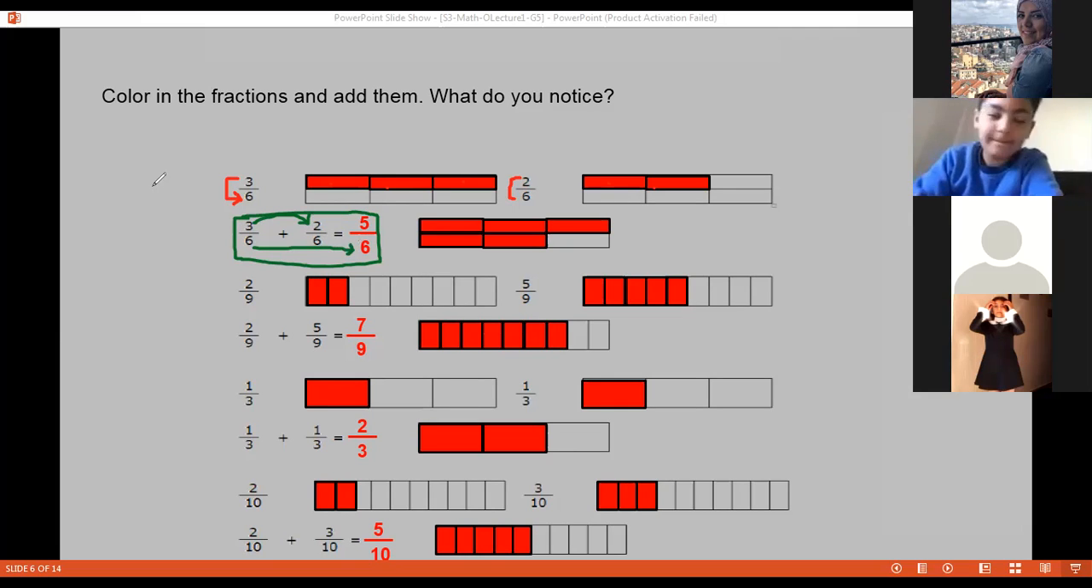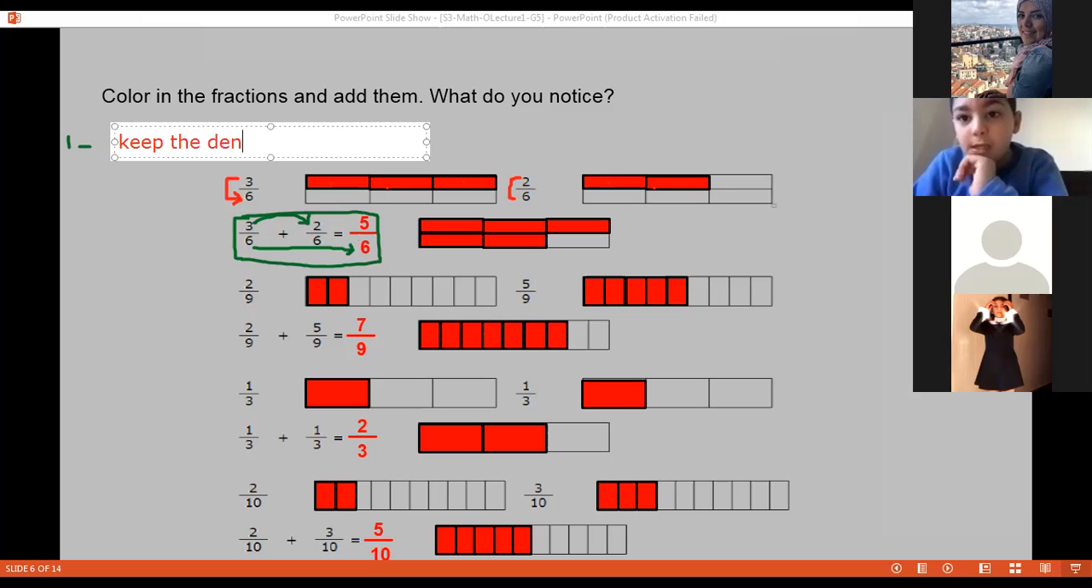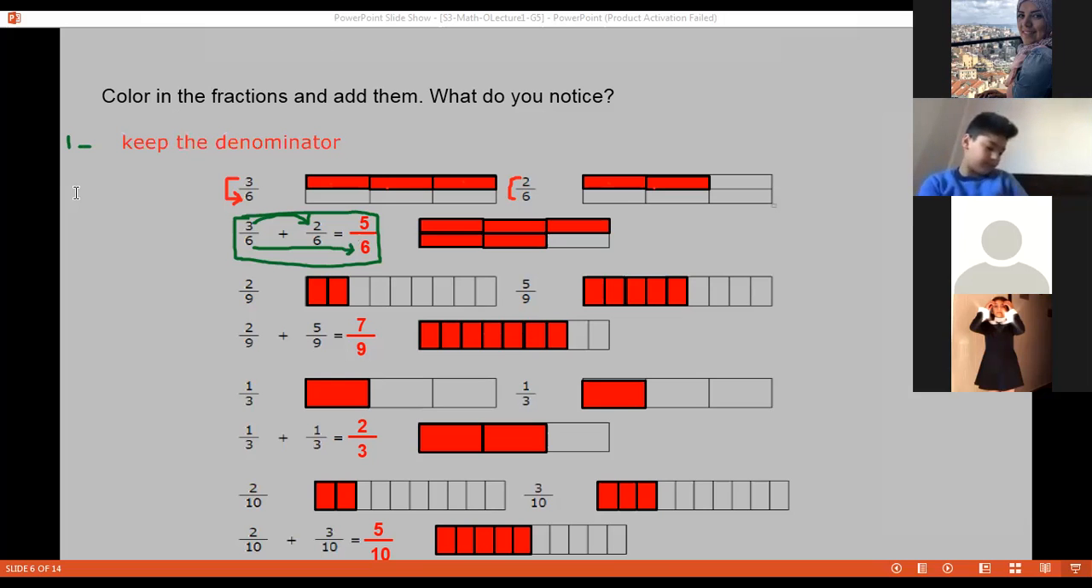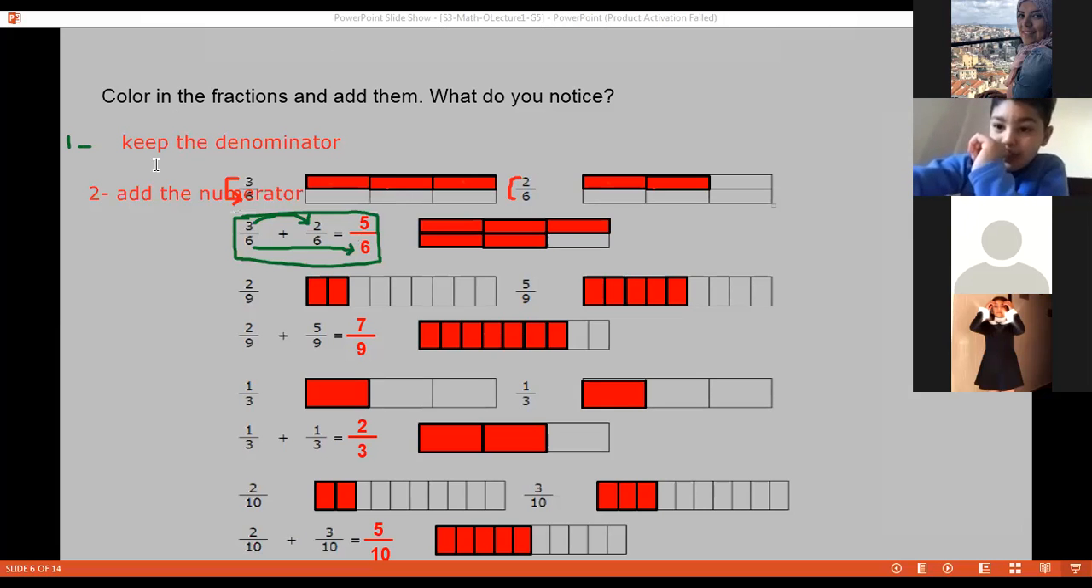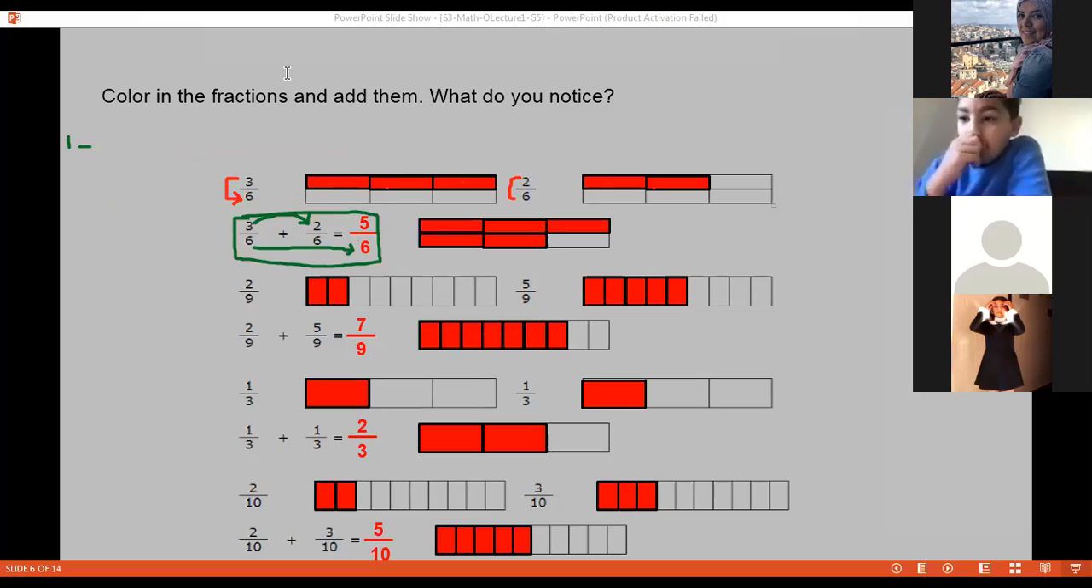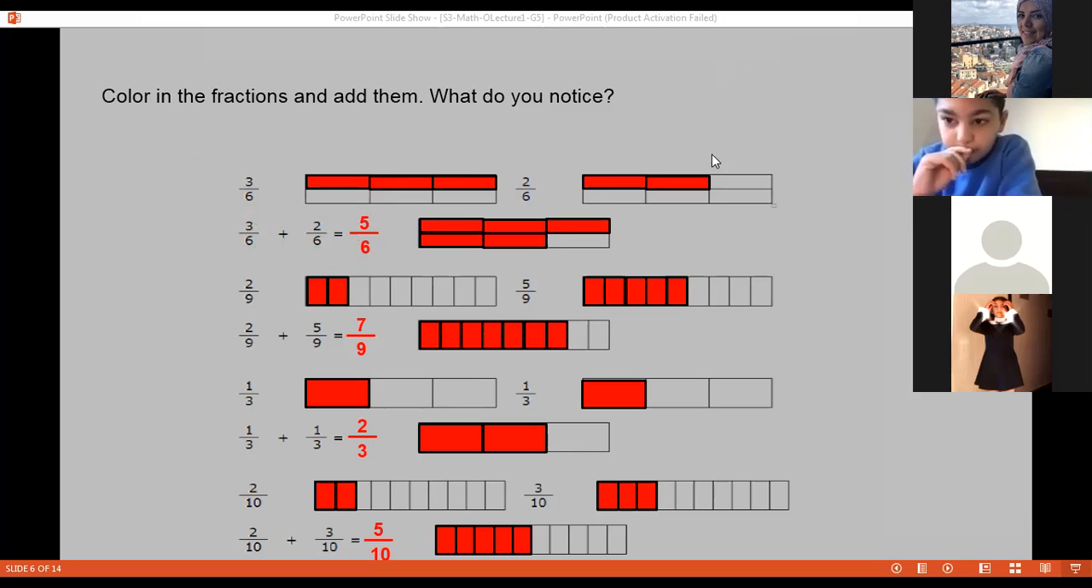So guys, that's it. Step number 1: keep the denominator. Step number 2: add the numerators. That's it. They are easy 2 steps. The first step, you have to keep the denominator as it is, just copy it as it is. Step number 2, add the numerators. Is it easy? Yes.